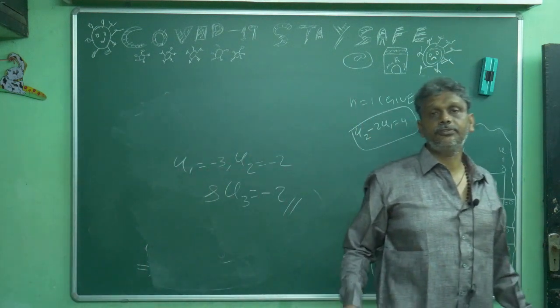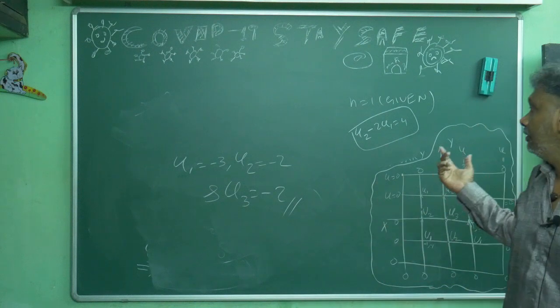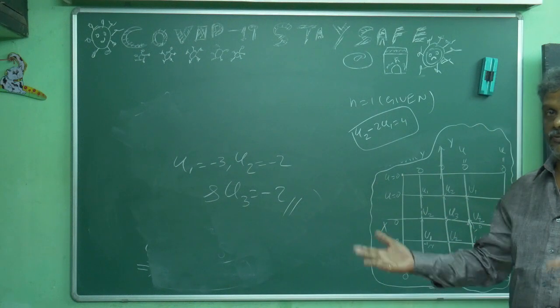This is the way of doing so. i and j, where it will be useful in substituting f of x, y, it will be useful, otherwise remaining as it is.